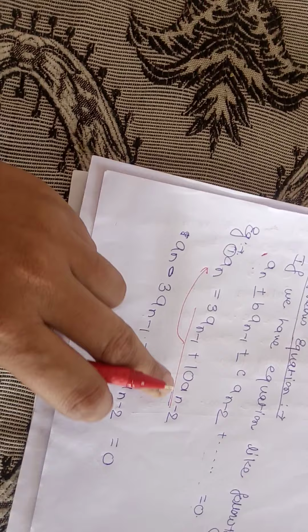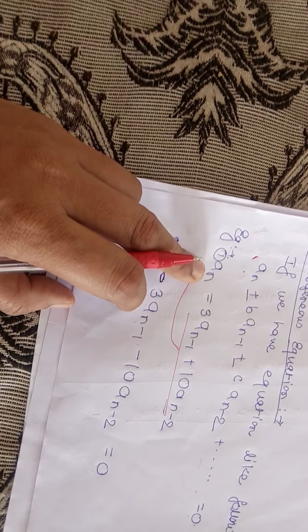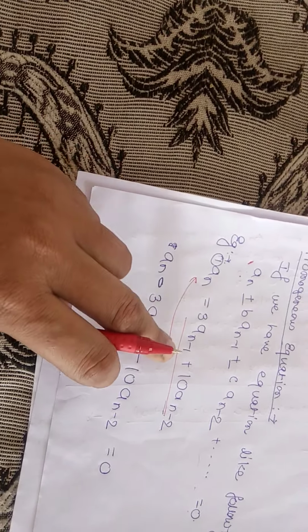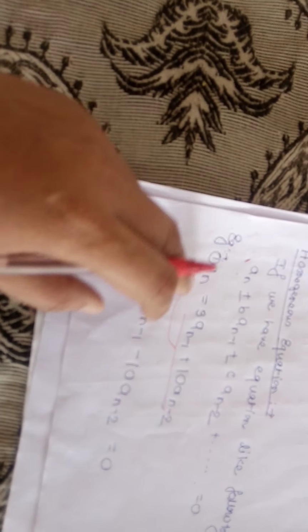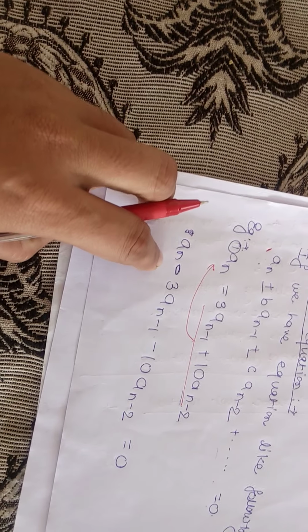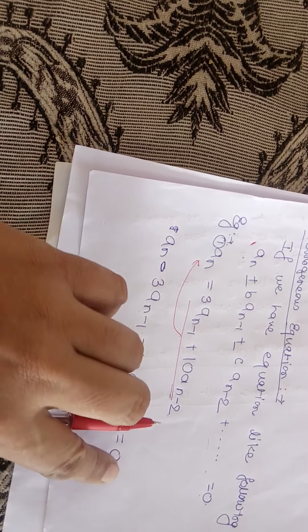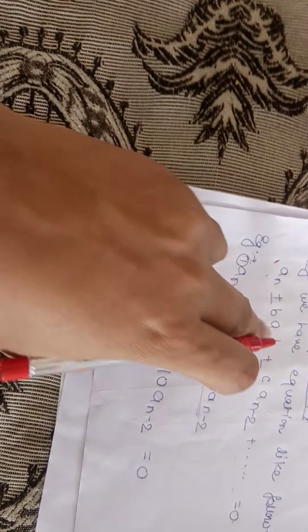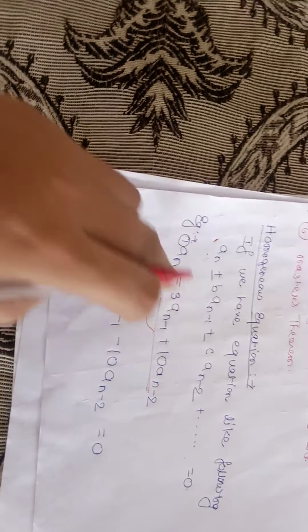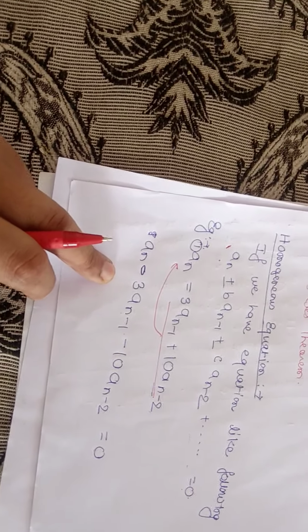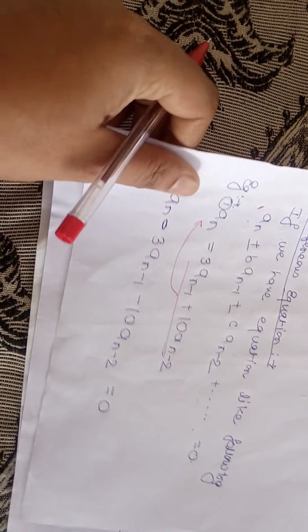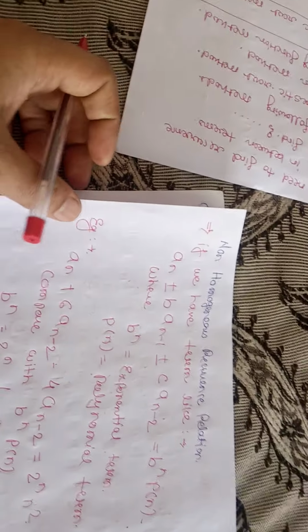Now what do I mean by this? Like if we take an example like this, a_n is equal to 3a_(n-1) plus 10a_(n-2). Now whether this equation is homogeneous or not, first of all we will take all the a terms on the LHS. That means our equation becomes a_n minus 3a_(n-1) minus 10a_(n-2) is equal to 0. Does this equation resemble the general form? Yes. That's why this equation is called a homogeneous equation.